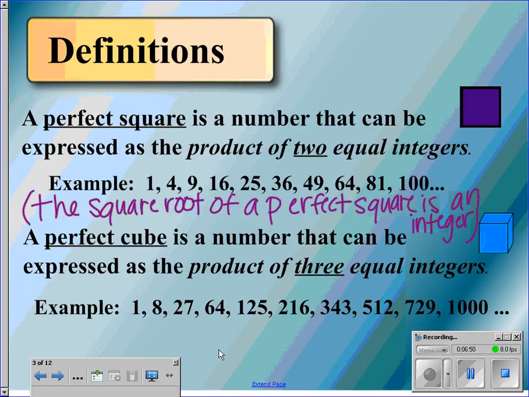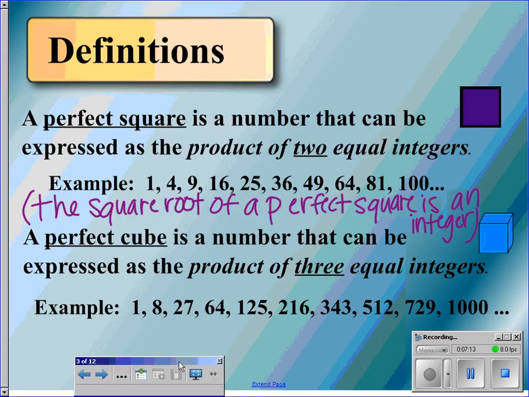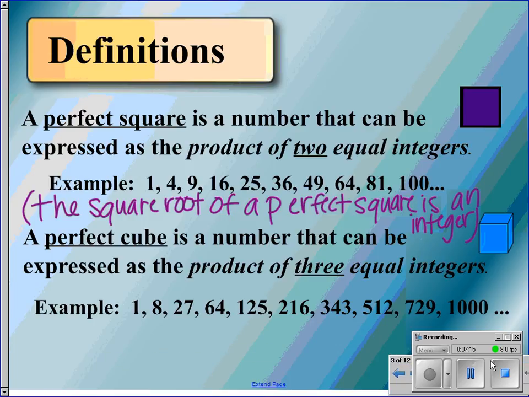Okay, the next part is a perfect cube. A perfect cube is a number that can be expressed as a product of 3 equal integers. For example, 1 times 1 times 1 is 1, or 1 cubed is 1. 2 times 2 times 2 is 8, or 2 cubed is 8. 3 times 3 times 3, or 3 cubed is 27, and so on.